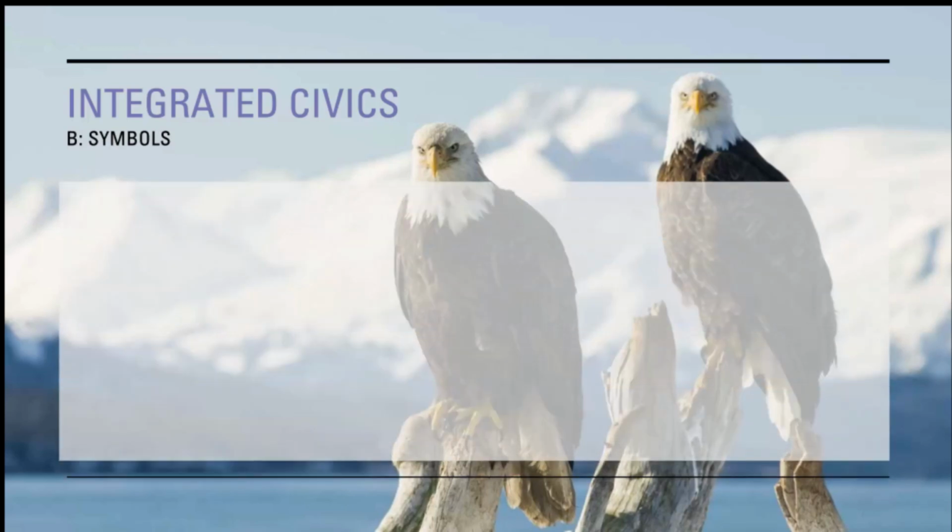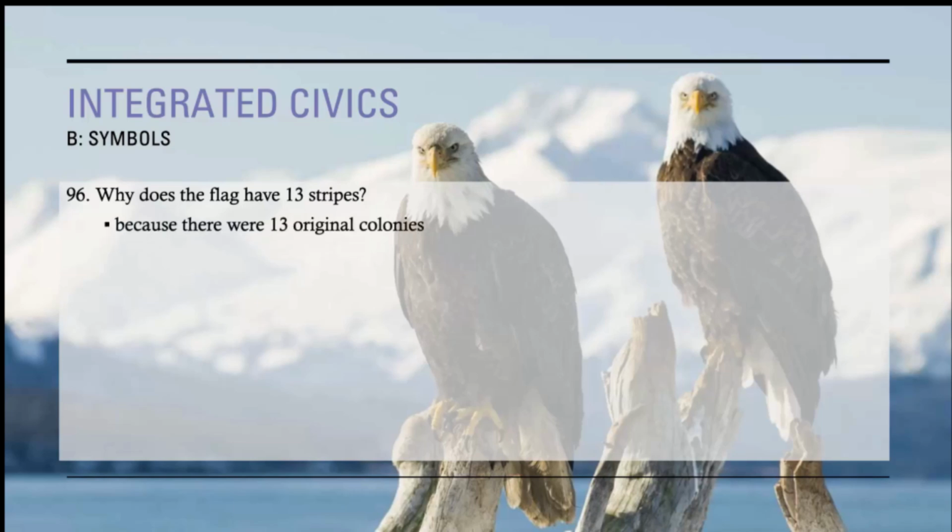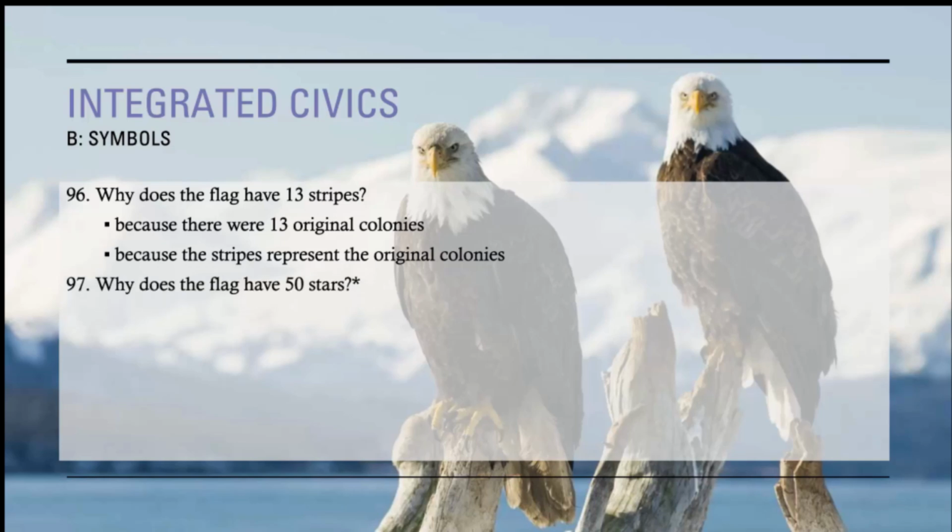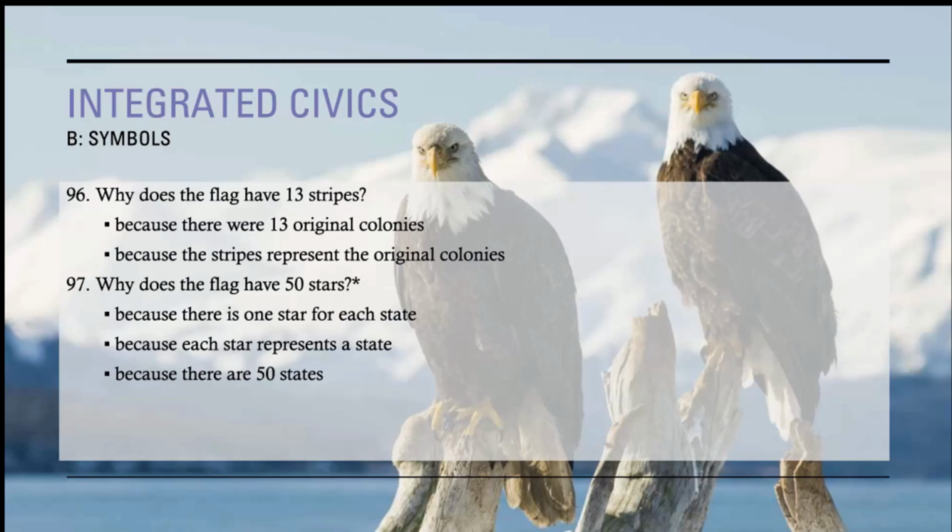Next, we go to part B of integrated civics, symbols. Question number 96. Why does the flag have 13 stripes? Because there were 13 original colonies. Because a stripe represents the original colonies. Question number 97. Why does the flag have 50 stars? Because there is one star for each state. Because each star represents a state. Because there are 50 states.